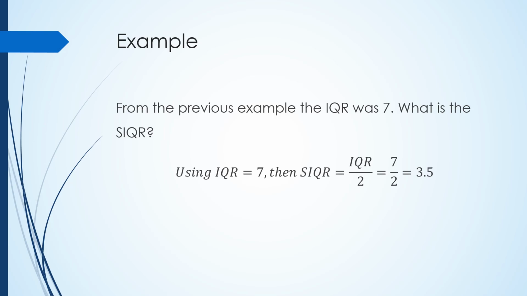Let's calculate the semi-interquartile range for the previous example. We had an IQR of 7, so therefore the SIQR is going to be the IQR value divided by 2, which is 7 over 2, and we get 3.5.